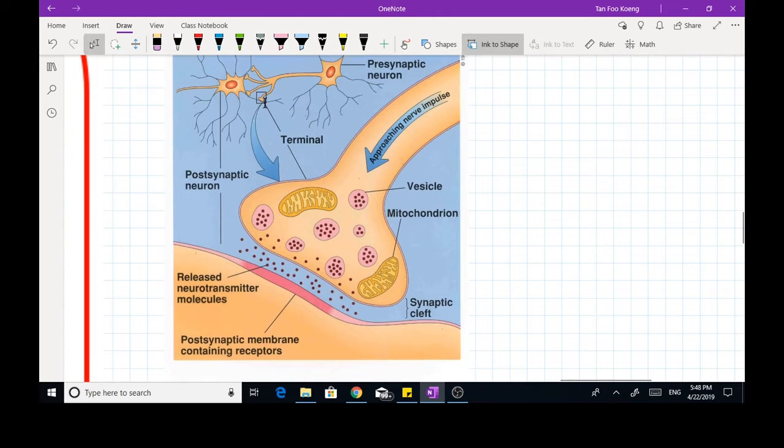Now, there is actually a tiny gap between the neurons, and this tiny gap is known as a synaptic cleft. So let this one be the axon terminal, and at the end of the axon terminal, you will be able to see the synaptic knob. Inside the synaptic knob, we will be able to find vesicles which contain a lot of neurotransmitter. All right. So what are neurotransmitter? Now, neurotransmitter are chemical messenger.